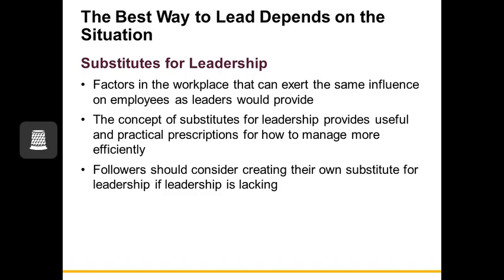Followers can also create substitutes for leadership. For example, when managers are not providing relationship oriented leadership, followers can work to develop relationships with their peers. This may help to improve job satisfaction.